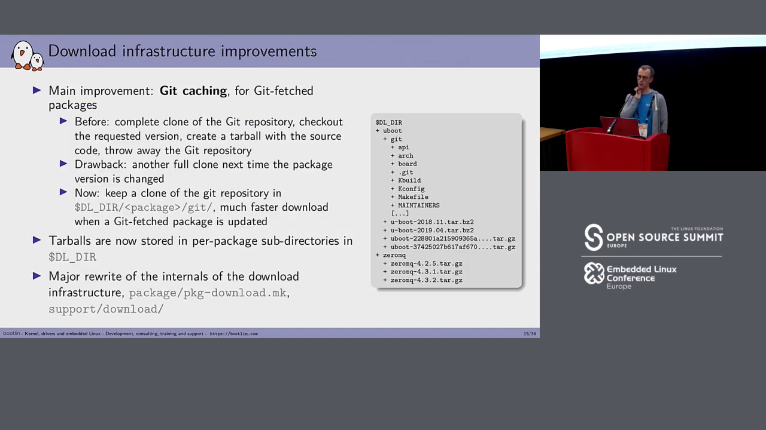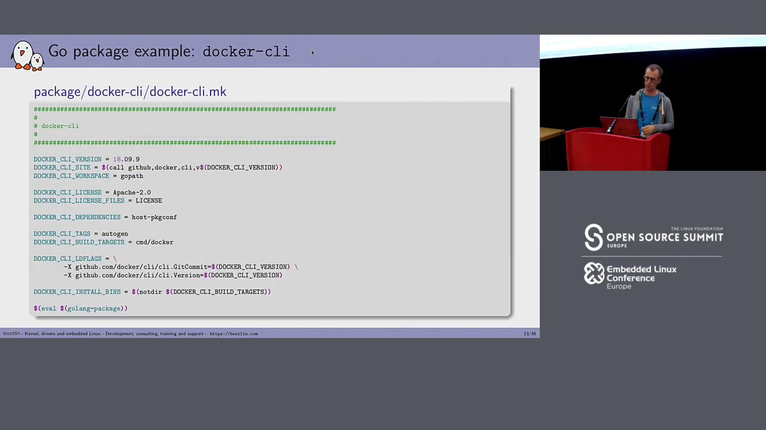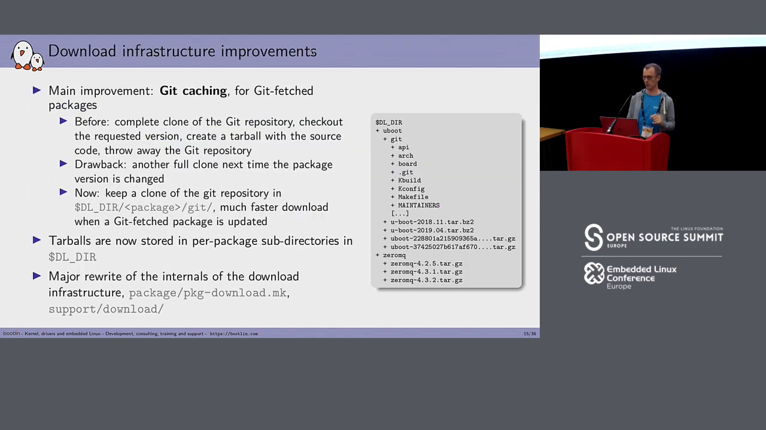Another thing that has been improved in the core infrastructure is the download infrastructure. As seen below, there's been a major rewrite of the internals, but it's not so useful for the end user. The main improvement from the end user point of view is Git caching. So I need to again give a bit of background. Before that, when you were specifying a Git clone, so this one is a bit special from a GitHub, it's not really a Git clone, but a package that you need to fetch from Git, like your Linux kernel tree, for example. You say, it's available from that Git repository and I want to fetch this tag.